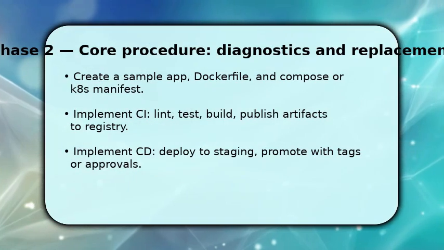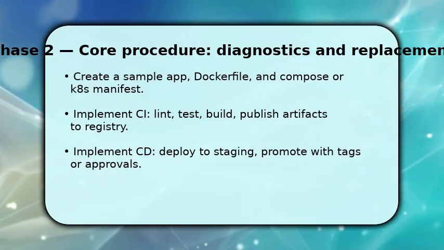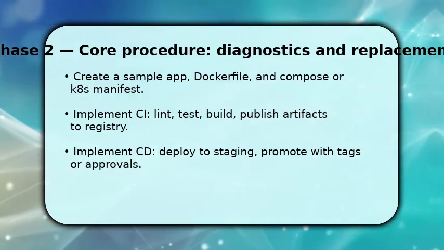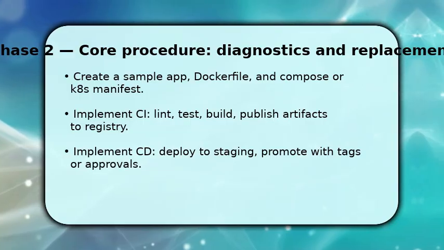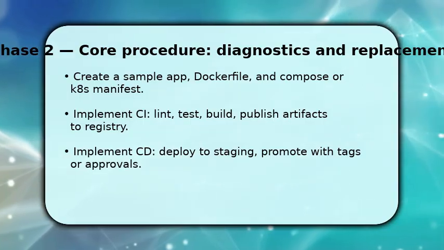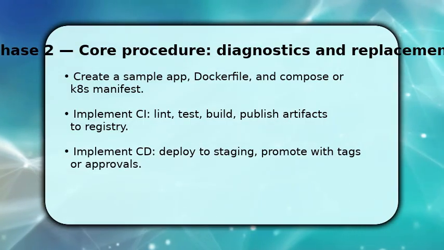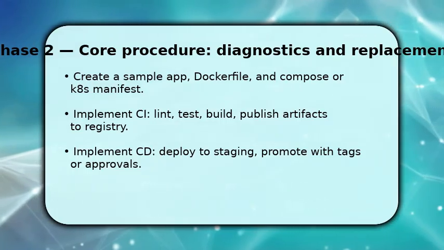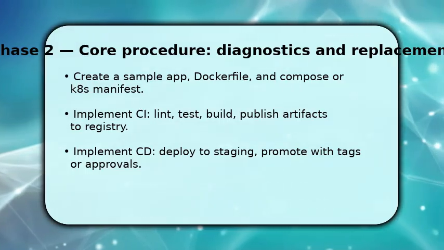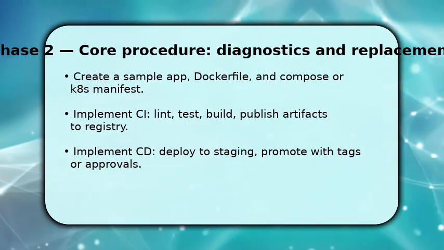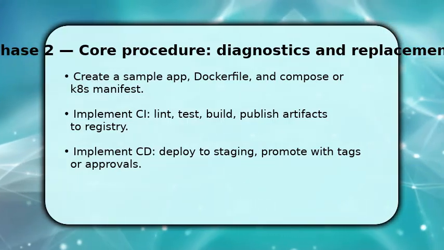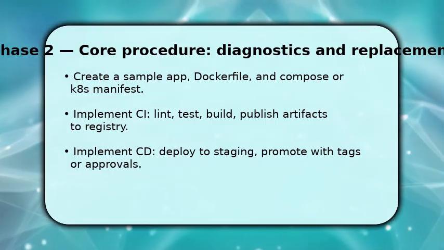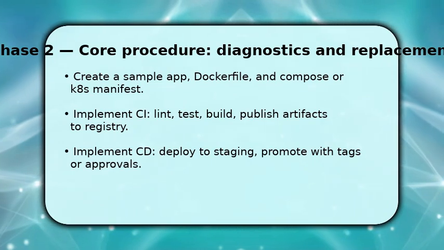Once done with basics, assemble a complete pipeline for a tiny app. You will write a Dockerfile, push an image to a registry, and configure CI to run linting and tests on every push. This proves your loop works. Then wire a CD job to deploy to a staging environment. Use tags or manual approval so you control releases. Make sure to use infra as code for the staging cluster so the environment is repeatable. This step teaches you how automation scales and reduces human error.